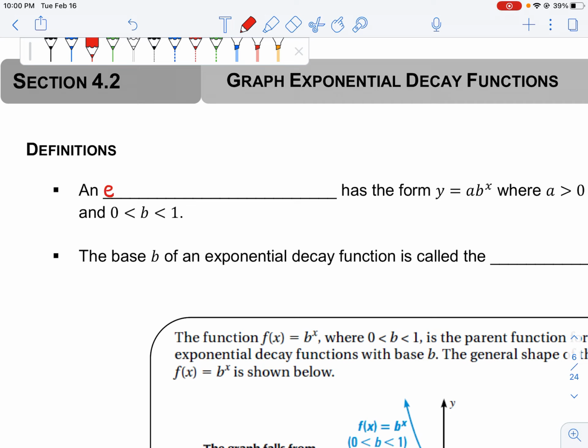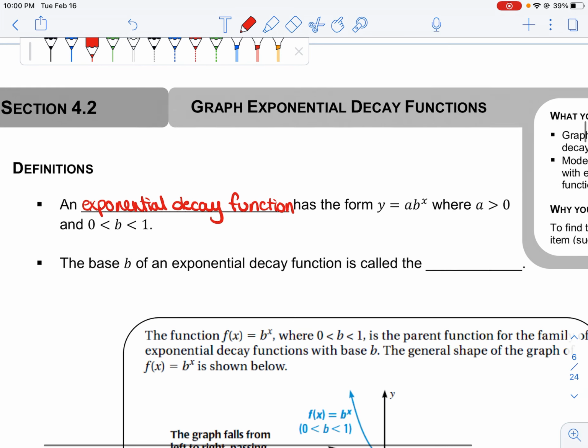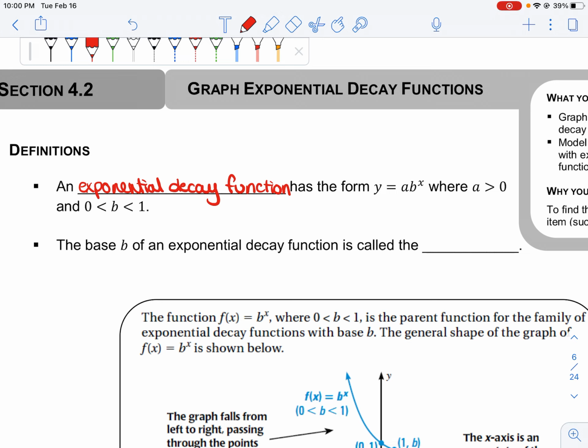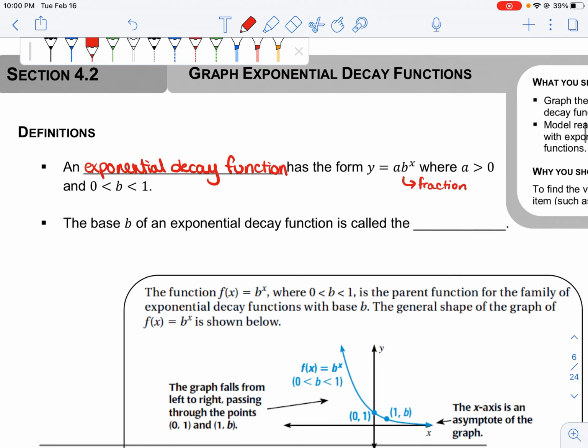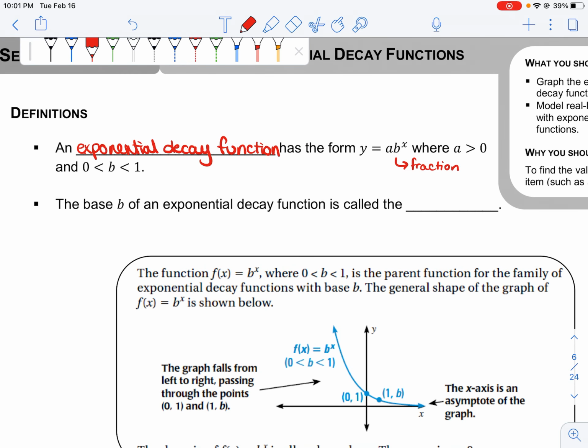So an exponential decay function has the form y equals ab to the x, where a is still greater than 0, and where b is between 0 and 1. So basically what you're going to see is that b is a fraction. So the base b of an exponential decay function is called the decay factor.